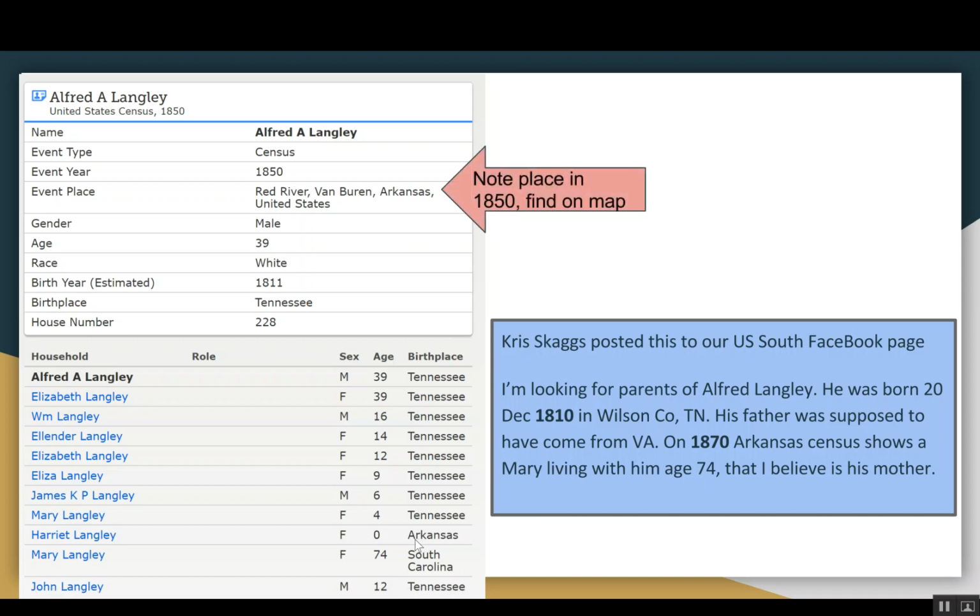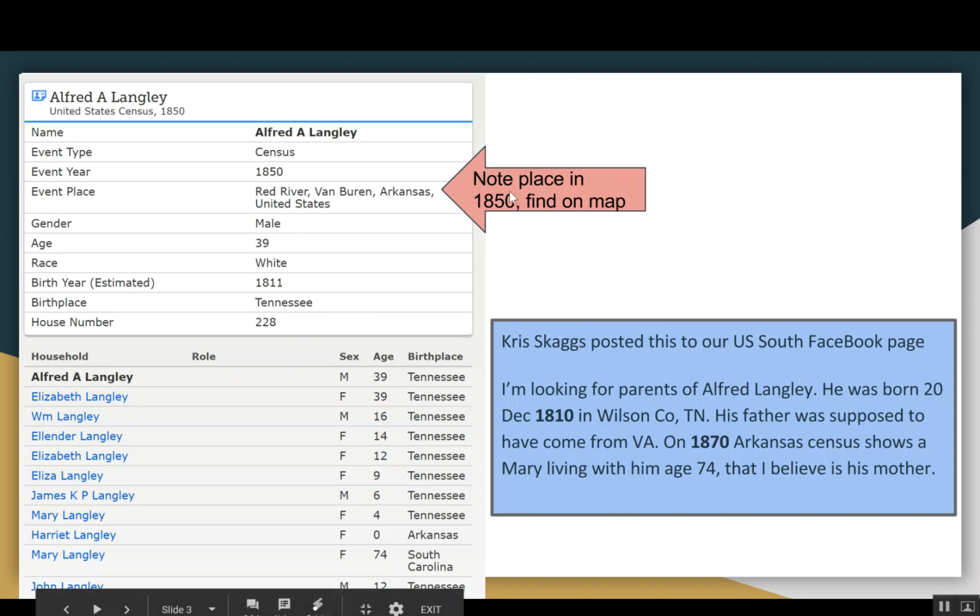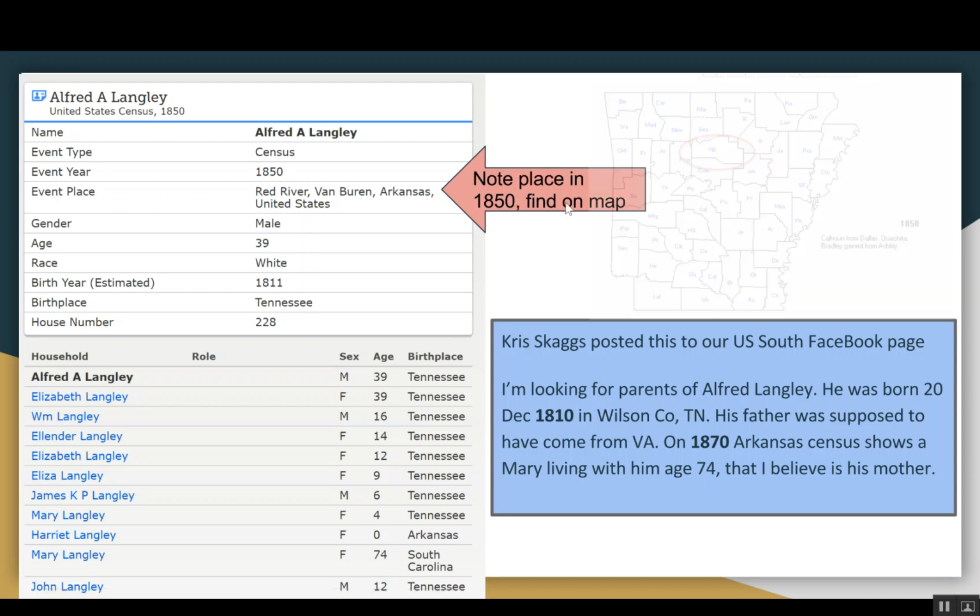And so I believe this is the one that Chris was talking about that she thought was on the 1870 census. And it's actually on the 1850 census. So it is a Mary Langley, and so it could possibly be his mother. And so what I'd like to do is go ahead and make sure you note the place in 1850 is Van Buren, and I like to find that on a map.